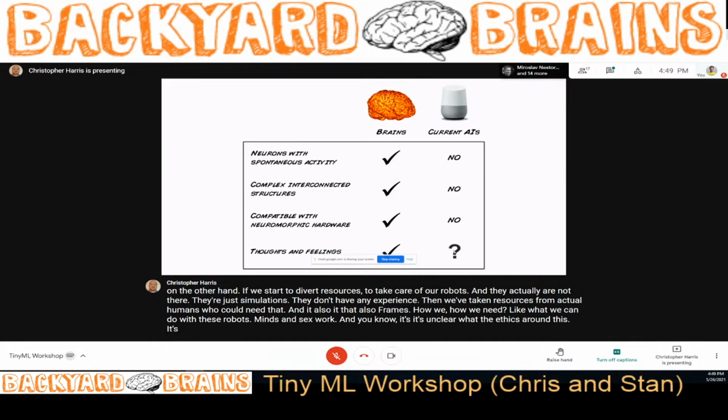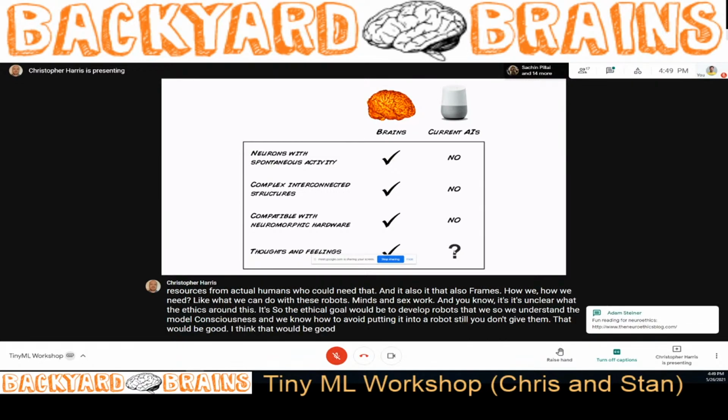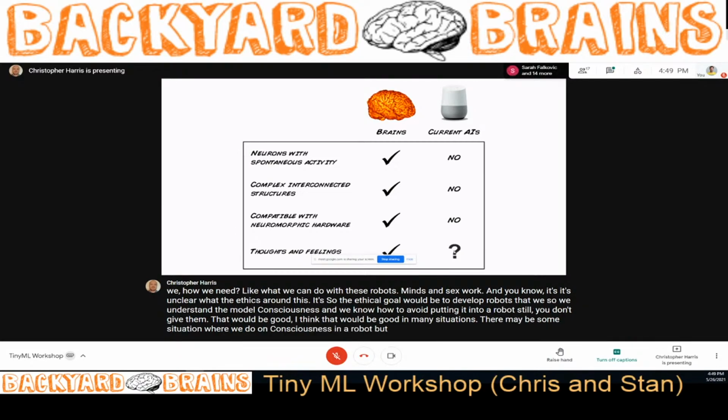So the ethical goal would be to develop robots where we understand the model of consciousness and we know how to avoid putting it into our robots so that we don't give them that. I think that would be good in many situations. There may be some situation where we do want consciousness in a robot, but it can be important for certain tasks. But yeah, like sex work and mining, maybe not.